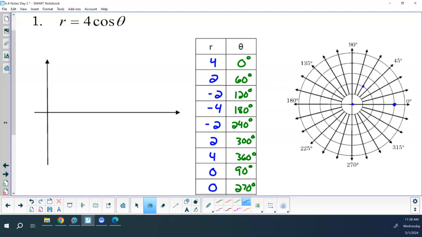-120 degrees is here, we would be at -2, so we'd be down here. -180 degrees, we'd be at -4, that puts us back at that very first one that we put down. 240 degrees, we'd be at -2, so that gets me back to where we started. 300 degrees would be at +2, that puts me at that one. 360 degrees puts me at 4, that puts me at that one. So we get those 4 points.